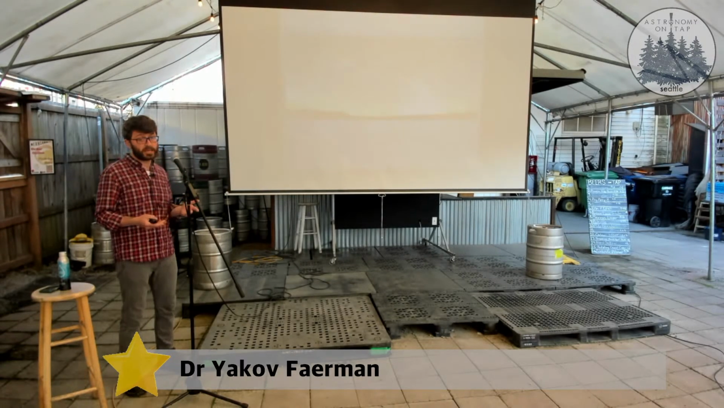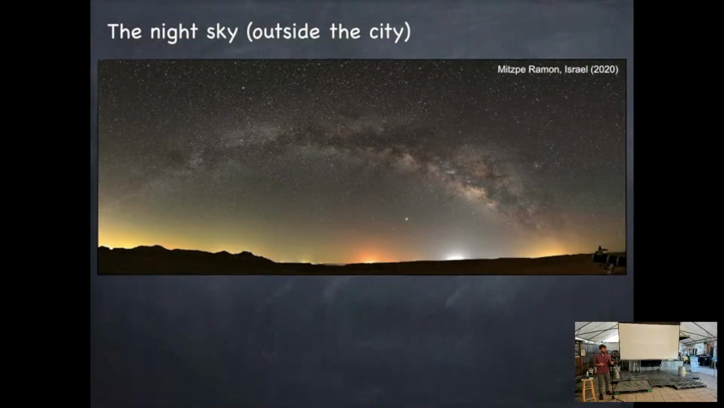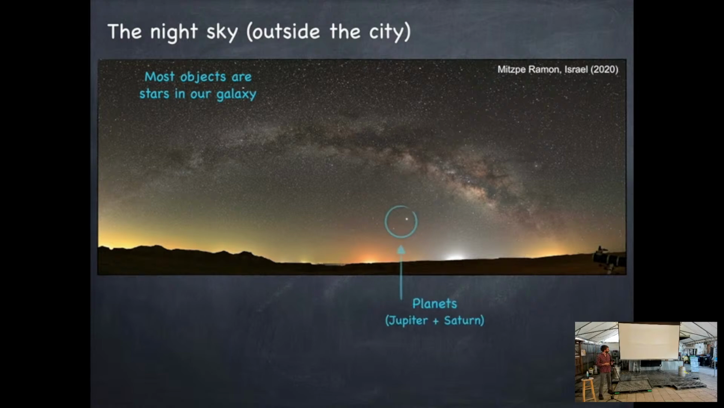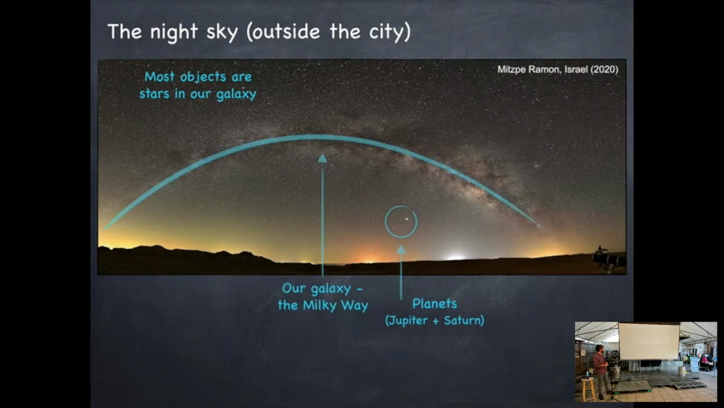So let's start. If we go outside the city on a clear night, we may see a picture like this, maybe only brighter, with more stars. And most of the objects we see in the night sky are stars in our own galaxy, the Milky Way. We can see some other objects. Some exceptions are the planets, which you can see here, of course, Jupiter and Saturn. If you're under a very clear and very dark sky, you can also see our own galaxy as an arch. These are regions of dust and gas in the Milky Way.